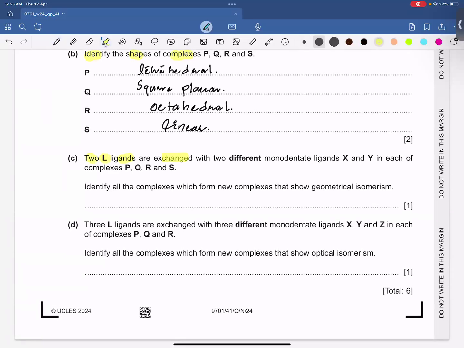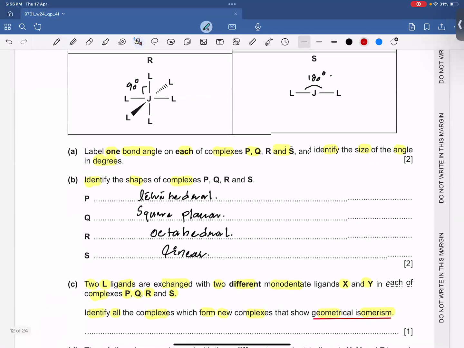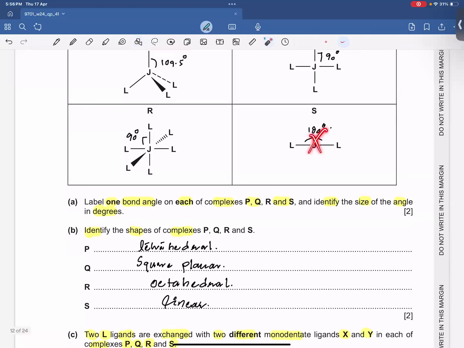2 L ligands are exchanged with 2 different monodentate ligands X and Y in each of the complexes P, Q, R, and S. Identify all the complexes which form new complexes that show geometrical isomerism. For geometrical isomerism, we need to remember one thing: similar ligands present on the same side, it's going to be cis, and if they exist in the opposite direction, obviously it's going to be trans. So linear geometry cannot show cis and trans.